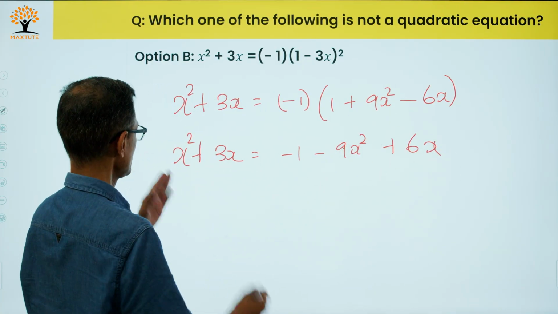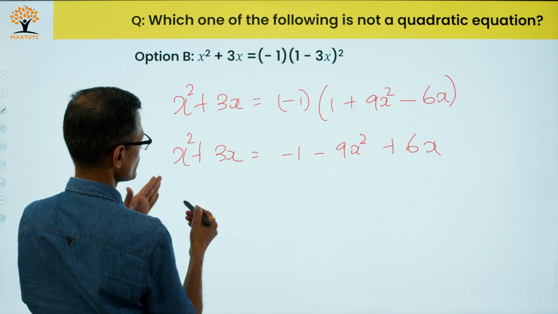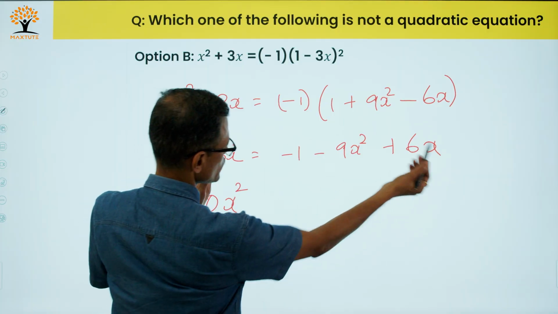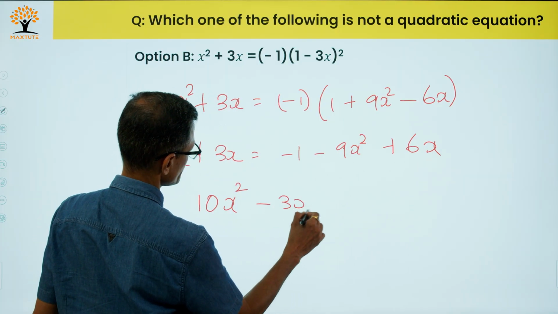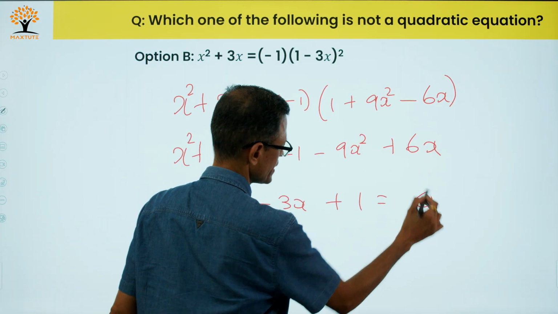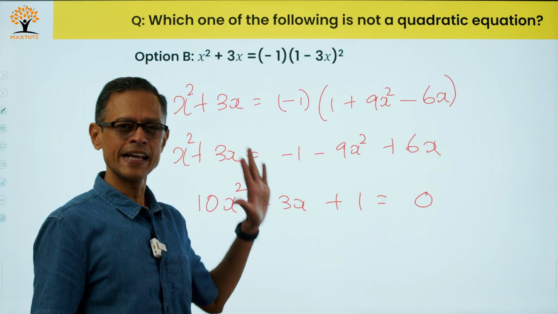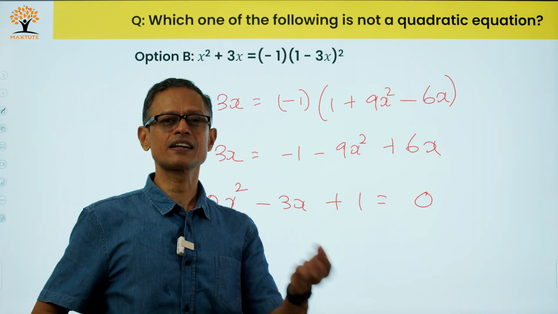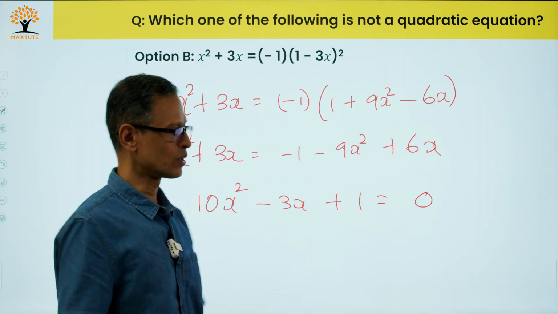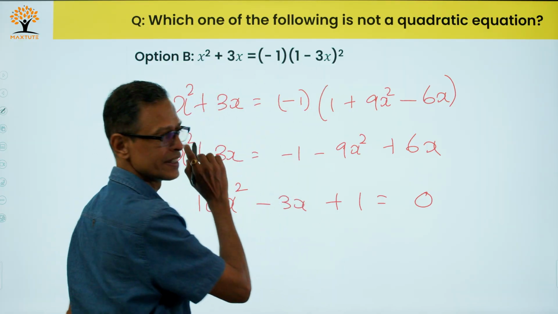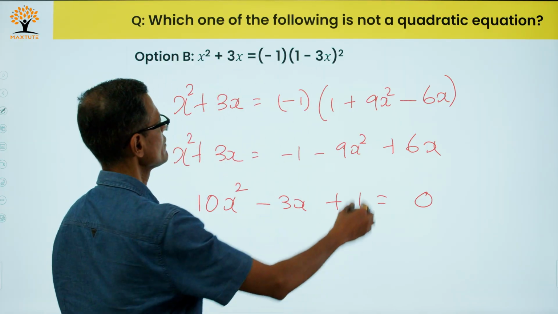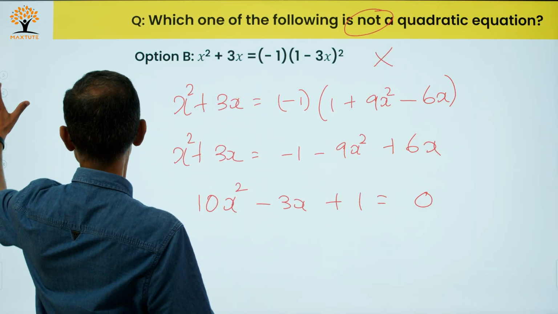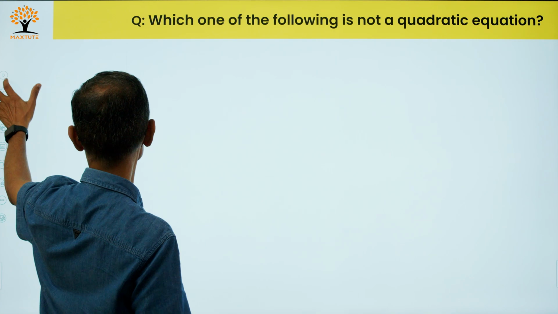Take all terms to one side. x square, this minus 9x square comes to the left hand side as plus 9x square, makes it 10x square. 3x minus 6x is a minus 3x, minus 1 comes to the left hand side as a plus 1 equals 0. It is of the form ax square plus bx plus c. a, b, c are not equal to 0. It fits the definition as rightly as it could. So option B, the equation given, is a quadratic equation, which means this is not our answer. We are looking for what is not a quadratic equation. Let's look at whether C is actually not a quadratic equation, right?